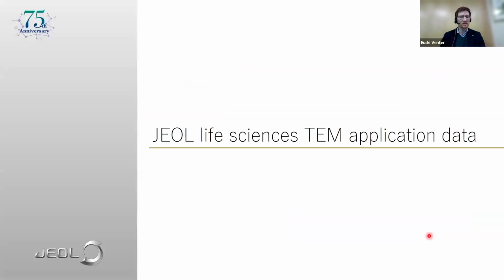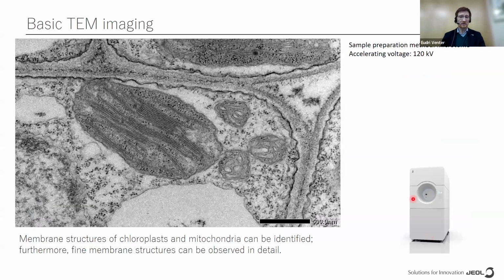Now, for the final part of the talk, I'd just like to spotlight a few application examples from the new TEM. In the first instance, we just see a basic TEM imaging. Here we've got a chloroplast from carrot leaf, I believe. And even though the data was acquired at 120 kV, the contrast is still excellent.